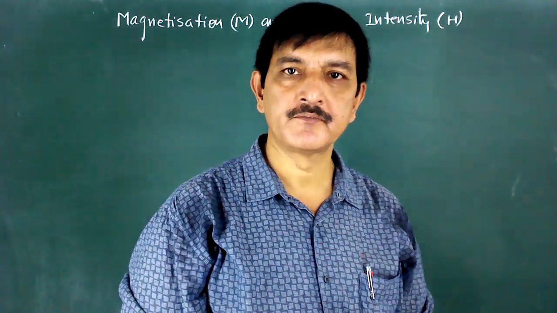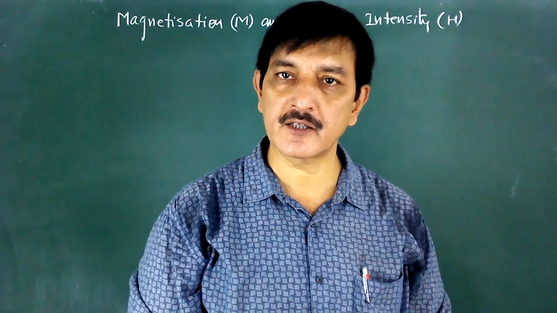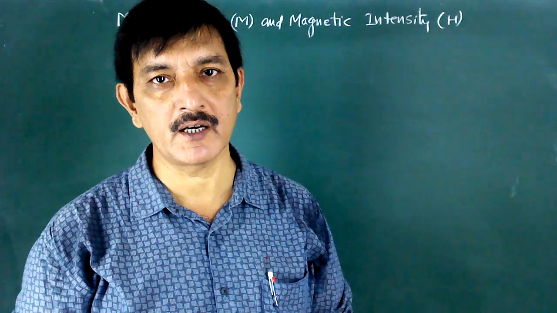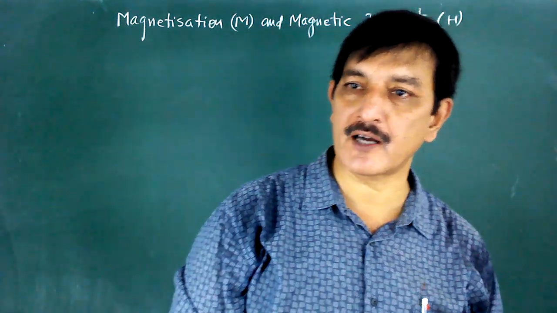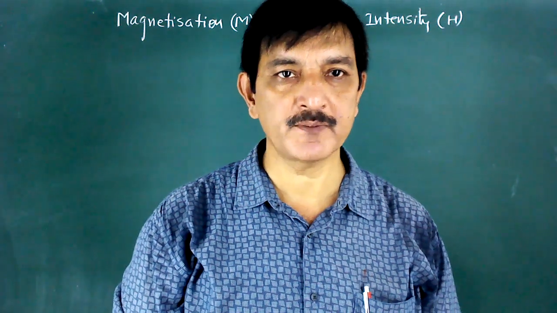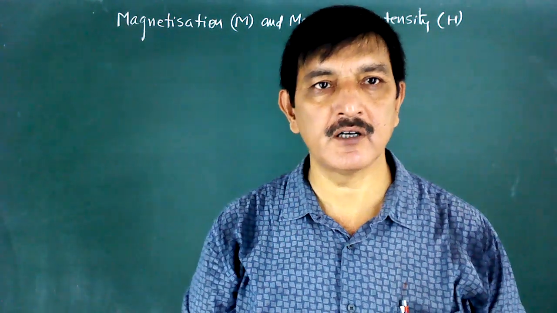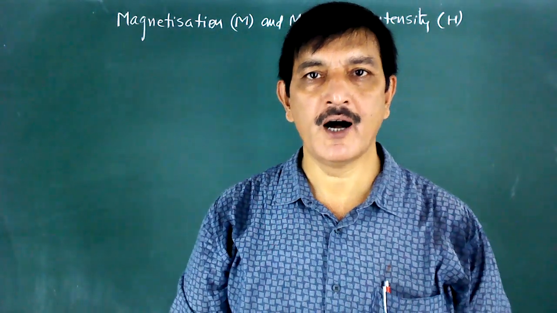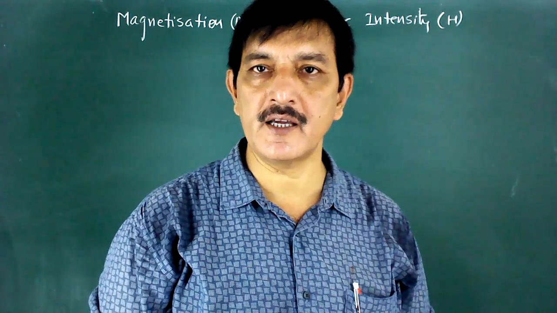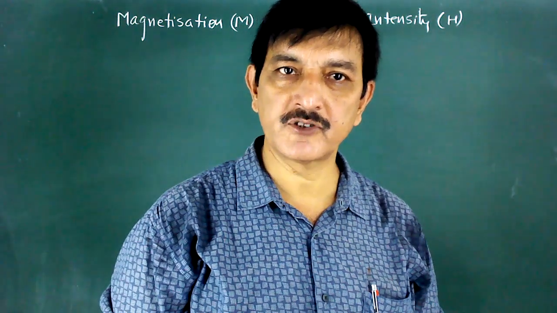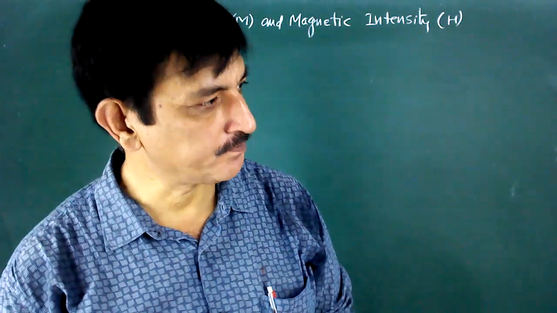level. As we know, each and every atom contains electrons, and all the electrons are revolving around it. Because of the revolution of electrons, it produces circular currents, and circular currents produce a magnetic moment, which is M equal to I into A, where I is the electric current and A is the area of the circular orbit along which current is flowing.